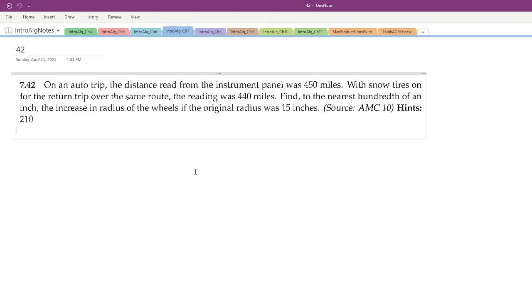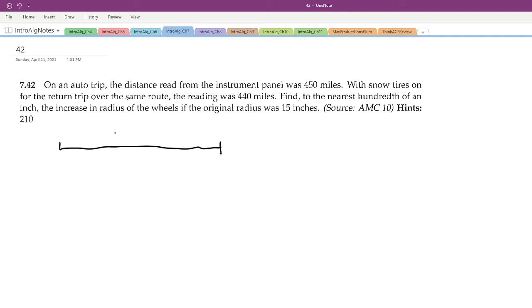42. Okay, so on an auto trip, the distance read from the instrument panel was 450 miles. So the distance it travels is 450 miles, right? With the snow tire on the return trip over the same route, the reading is 440 miles. So find, to the nearest hundredth of an inch, the increase in radius of the wheels.